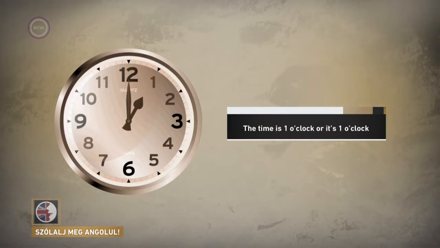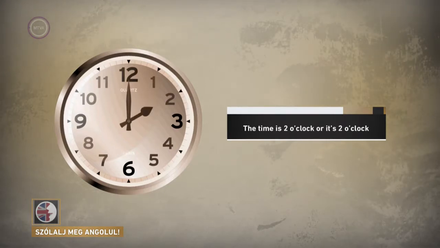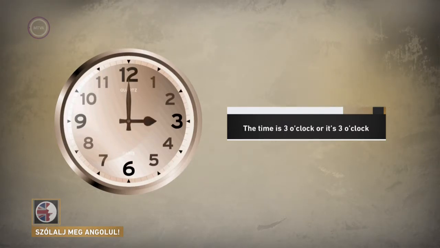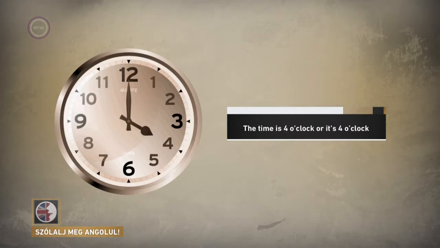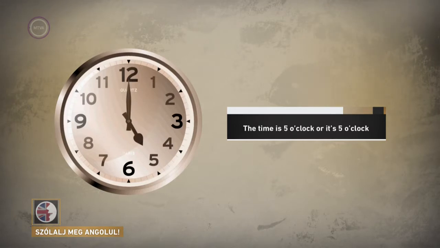The time is 1 o'clock, or it's 1 o'clock. The time is 2 o'clock, or it's 2 o'clock. The time is 3 o'clock, or it's 3 o'clock. The time is 4 o'clock, or it's 4 o'clock. The time is 5 o'clock, or it's 5 o'clock.